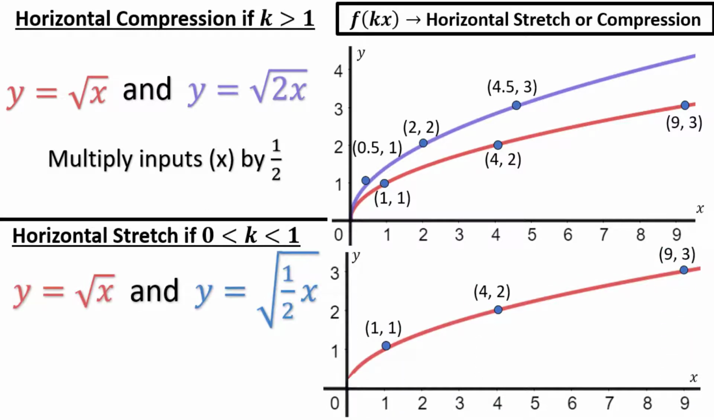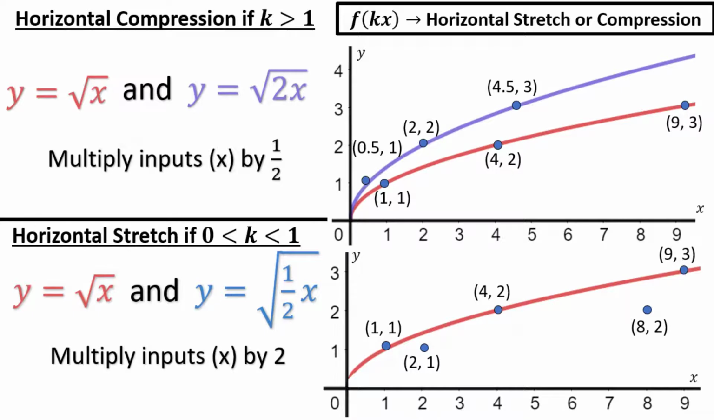If k is equal to 1/2, that means all of our x values should be multiplied by not 1/2, but the reciprocal of 1/2, which is 2. We no longer have the key points (1, 1) and (4, 2) on our graph. Now we have (2, 1) and (8, 2), which stretches the graph horizontally. We would also have the point (18, 3) when we multiply the x-coordinate of (9, 3) by 2, but that one doesn't quite fit onto this graph.